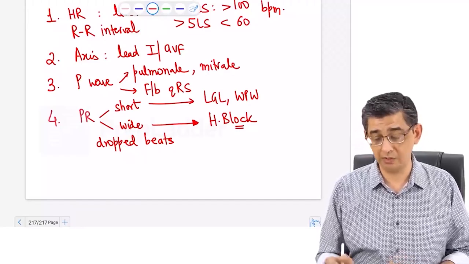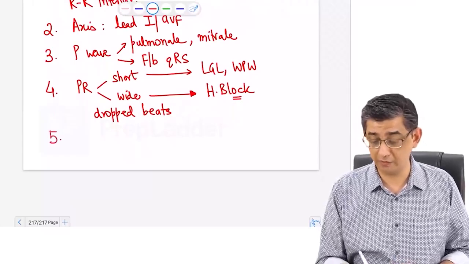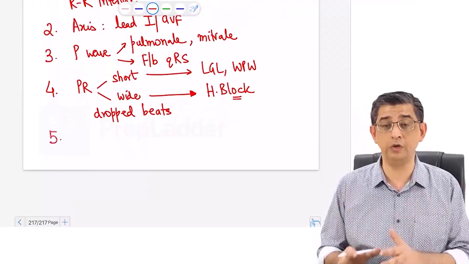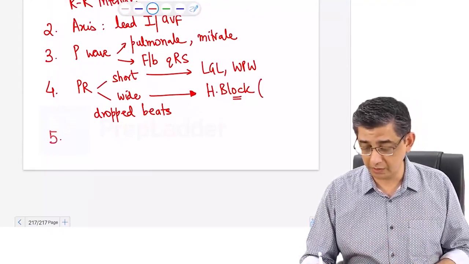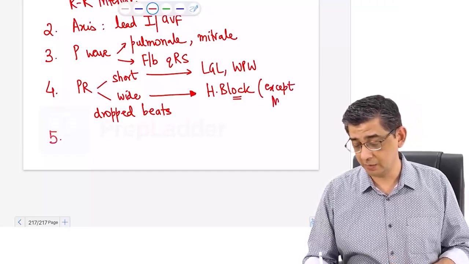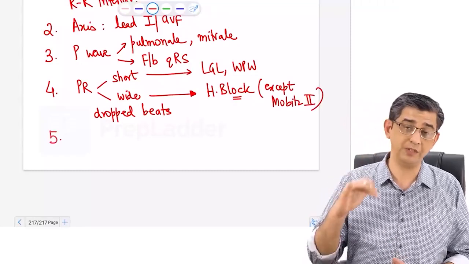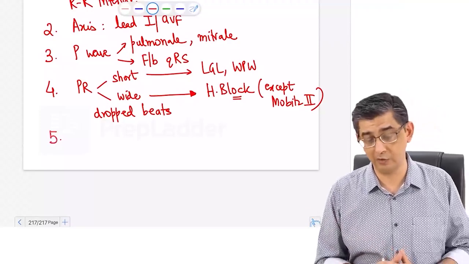I want to repeat this fact once again, guys. When it comes to PR interval, it is normal in Mobitz 2 heart block. So I've written the generic term heart block, but this does not include Mobitz 2. Or let me just write it here also, so that you remember: except Mobitz 2 heart block, because in Mobitz 2 heart block, as I explained to you, the damage is in the bundle of His, that is below where the PR interval electrically is present.